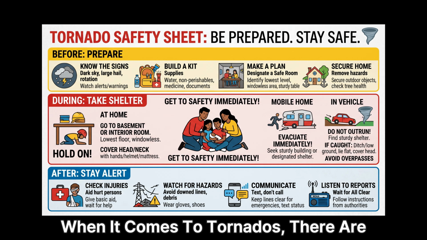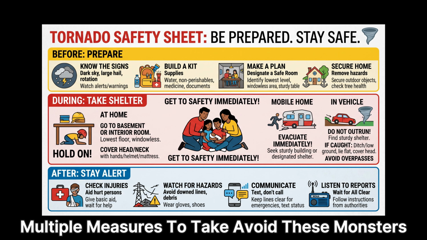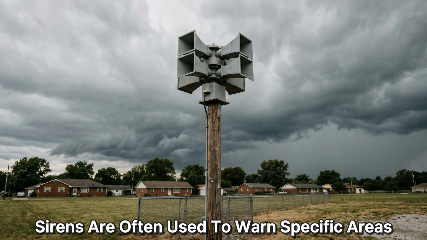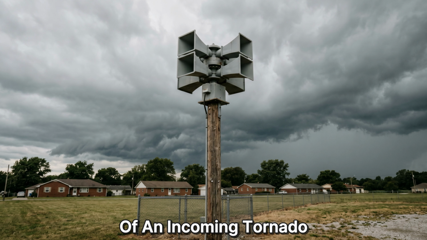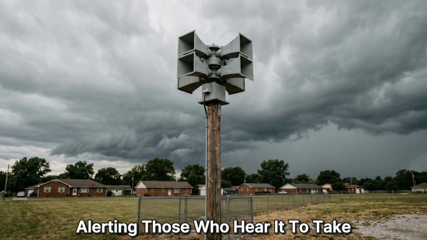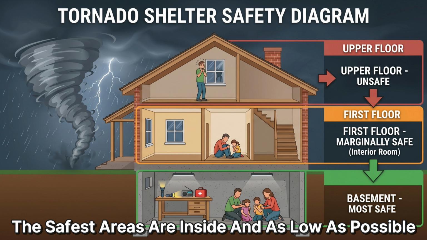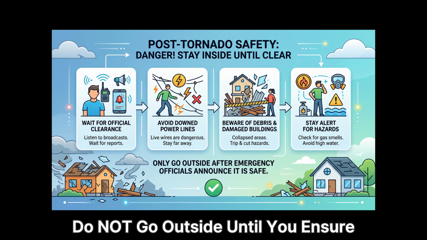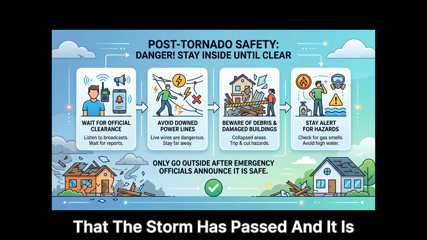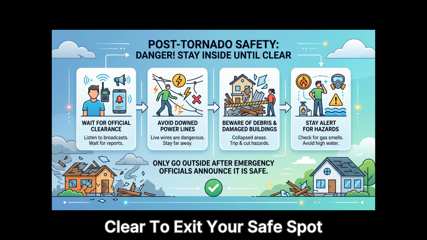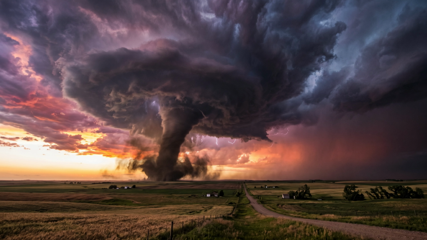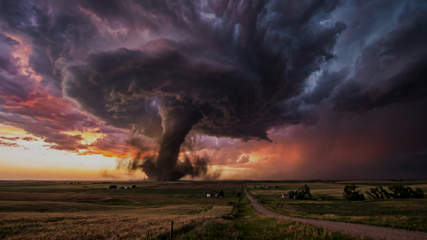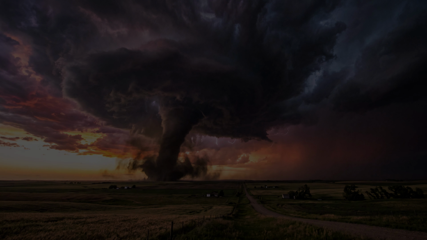When it comes to tornadoes, there are multiple measures to take to avoid these monsters and stay safe. Sirens are often used to warn specific areas of an incoming tornado, alerting those who hear it to take shelter immediately. The safest areas are inside and as low as possible, and away from openings like windows or doorways. Do not go outside until you ensure that the storm has passed and it is clear to exit your safe spot. It is oftentimes best to see these beautiful monsters from afar, and even though they cause mass destruction, they are still a beautiful observation of our natural world.